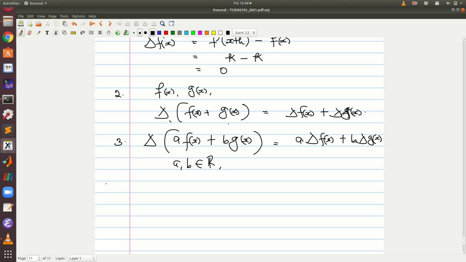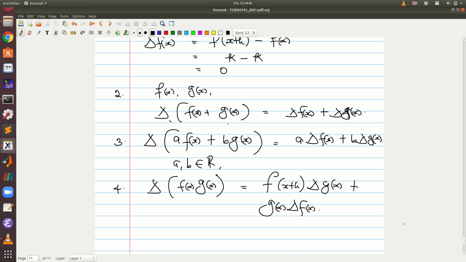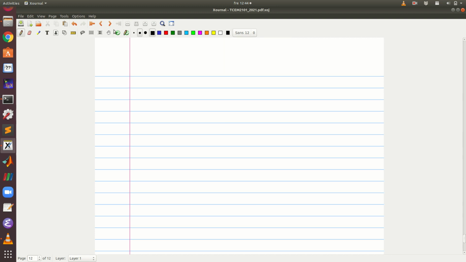Okay, and then 4, if we have a product, then the first forward difference of f of x times g of x, okay, is given as f of x plus h times the first forward difference of g of x, then plus g of x times the first forward difference of f of x. Please note that the proofs for these are found in the text, and you can really follow them from the definitions of the first forward difference.